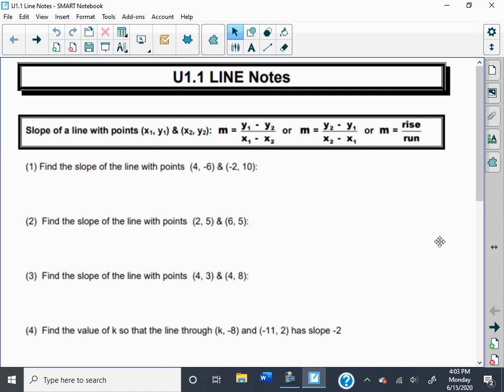All right, so we're going to look at the slope of a line. And so remember, slope is just what the angle is. It could be positive or it could be negative. And so that just tells us how steep the line is.